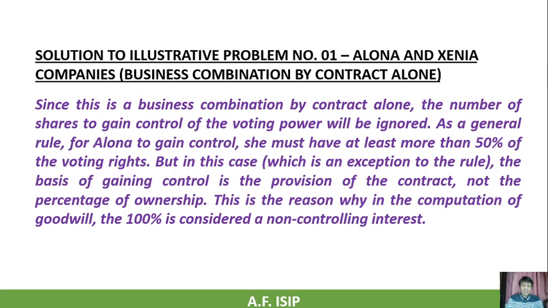In order to gain control, you must have more than 50% of the shares of stocks. In this case, Alona doesn't have more than 50%, but by the contract that both of them signed, Alona will become powerful.